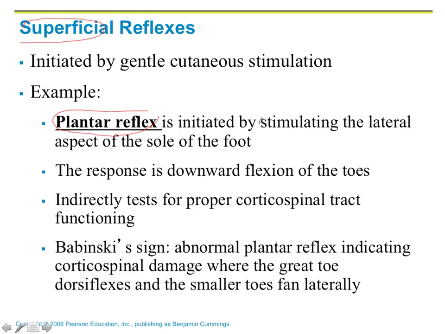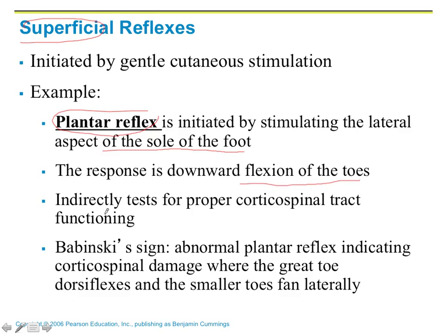The plantar reflex is done by stimulating the lateral aspect of the sole of the foot. If we use an object to scrape the lateral surface of the sole of the foot, it will cause stimulation. The stimulus will be sent to the central nervous system, and it will cause flexion of the toes.